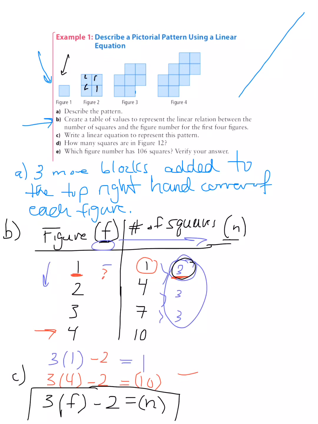So now let's look at D. How many squares are in figure 12? And the reason why we want this equation is to figure out this, right? Or to determine these bigger numbers. Instead of you having to draw figure 5, 6, 7 and get a bigger and bigger shape, we're going to actually just use this equation. Okay, so I'm going to do D on the next page here.